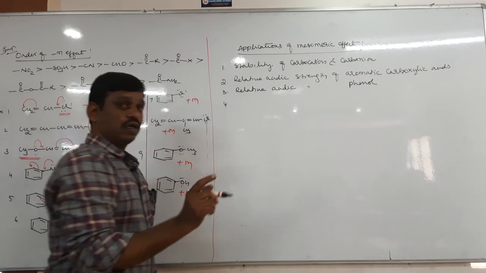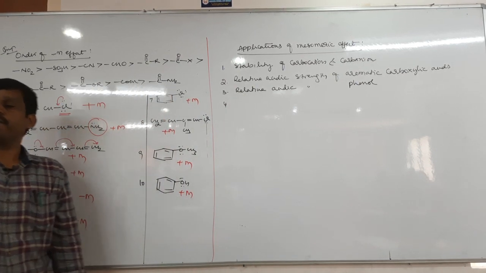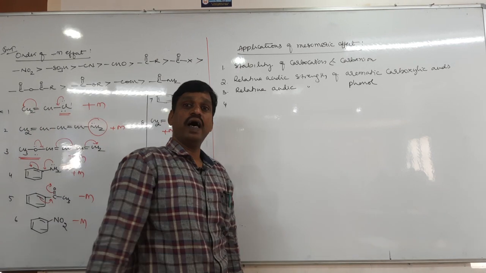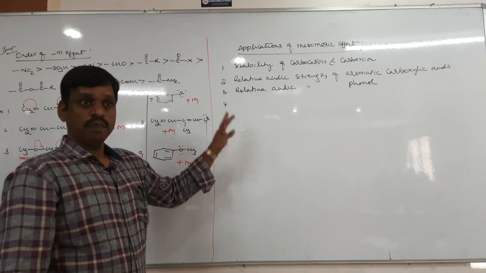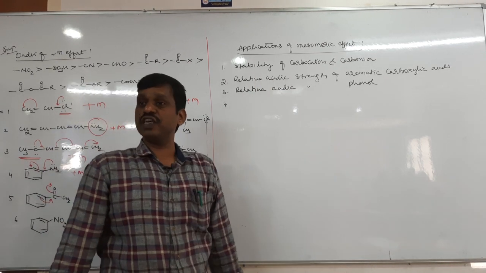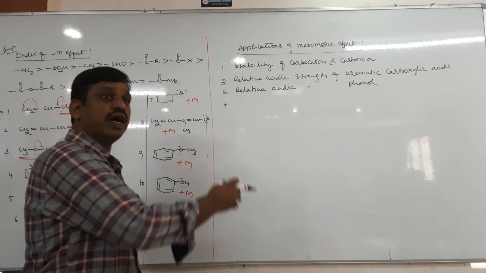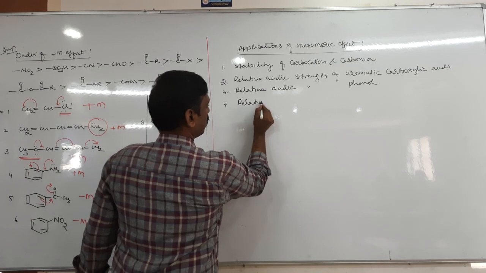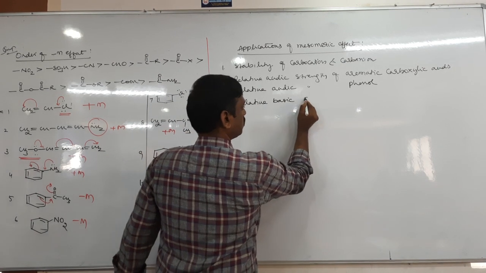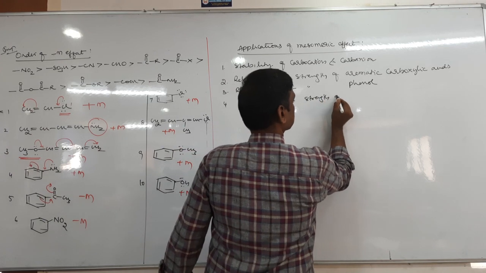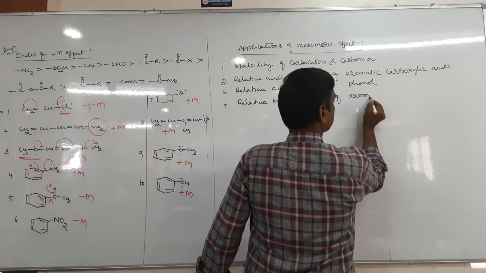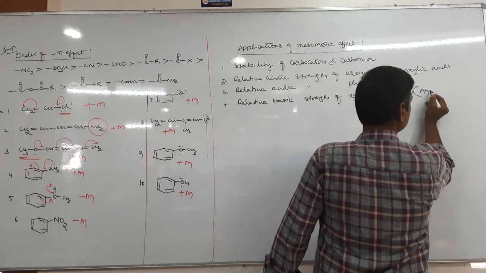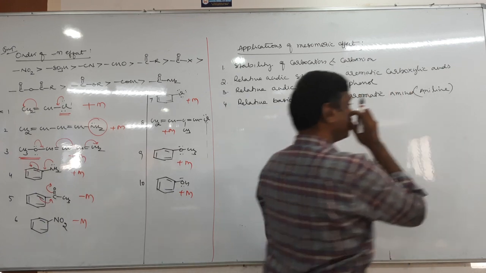Fourth one, there we have studied relative basic strength of amines. Here we study relative basic strength of aromatic amines, right? Plus M effect and minus M effect are observed only in conjugation, right? Conjugation is possible in aromatic compounds. Therefore fourth one is relative basic strength of aromatic amines. So what are the aromatic amines? Aniline, right? So the general example is aniline.